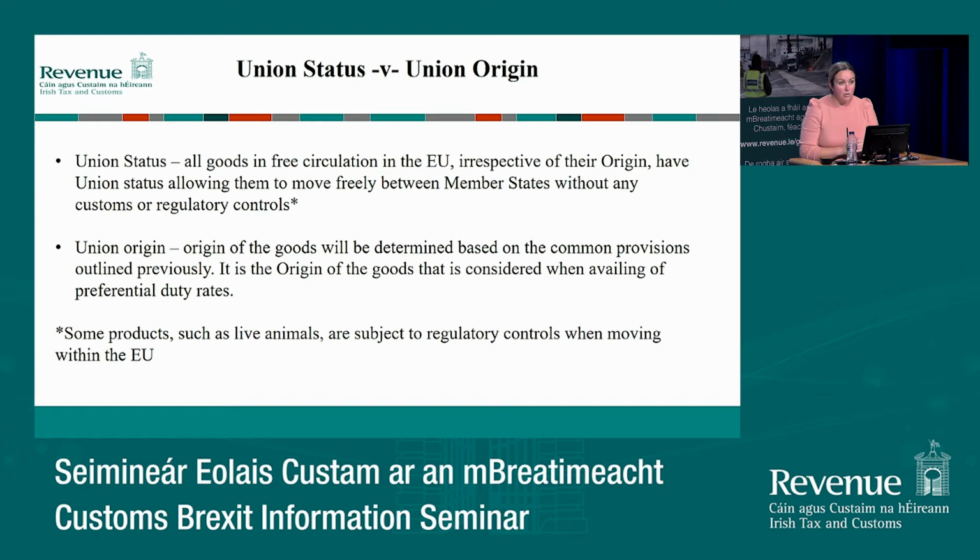So basically all goods in free circulation in the EU have EU status regardless of their origin. And this means that the products can move freely within the EU once all the customs formalities have been completed on the original import. So what that means is if I purchase something from the US and then I complete all my customs formalities here in Ireland, I can sell that on to any of the other member states without needing to complete any further customs formalities.